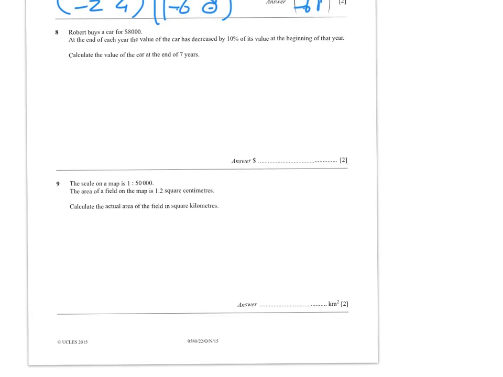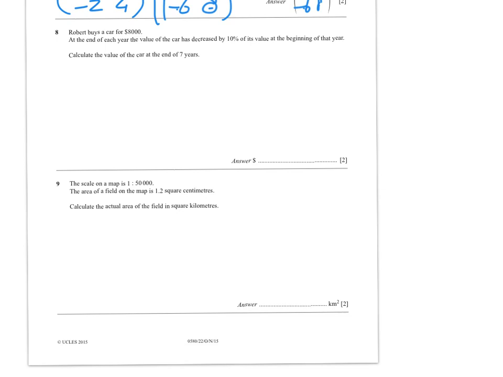Robert buys a car. It's my little brother. His name is Robert, for $8,000. And at the end of each year, the value of the car has decreased by 10% of its value at the beginning of that year. Calculate the value of the car at the end of the 7 years.